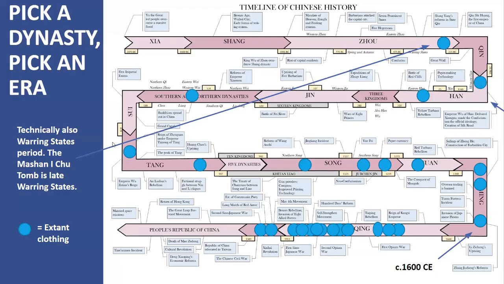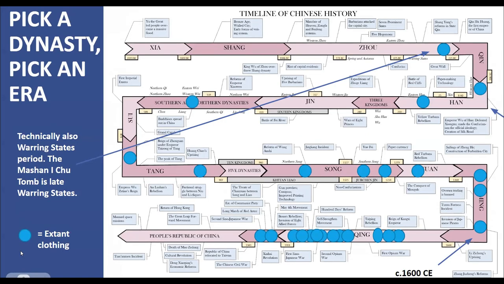Here, I'm just going to move this bar down here. So here we have a timeline of Chinese history originally made by someone on Wikipedia. So with historical costuming, one is often told to pick a century, pick a decade to get started. Historical Chinese costumes and fashion are not exempt from this fairly standard practice. However, as many dynasties lasted more than a century, picking a dynasty and then an era from that dynasty would be a more appropriate approach.